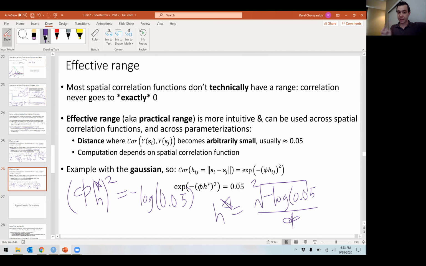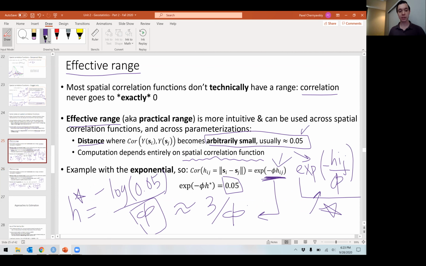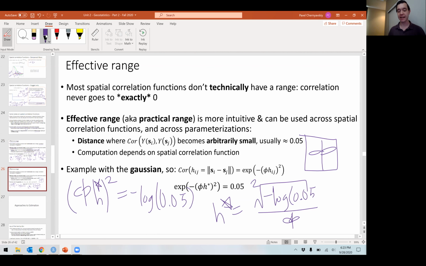So this is very, very important, which means that you can't just look at the magnitude of phi and compare it directly between the exponential function, correlation function, and the Gaussian, and the spherical, right? In the spherical, remember, 1 over phi is the range. In short, the best way to compare what different correlation functions tell you about the degree of correlation in your data is to compute the effective range.